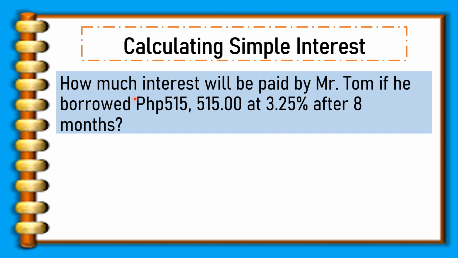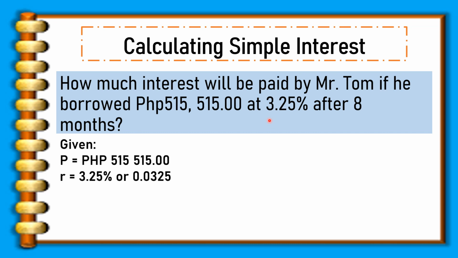Second example, how much interest will be paid by Mr. Tom if he borrowed 515,515 pesos at 3.25% after 8 months? Here are the given. Principal amount of 515,515 pesos, interest rate of 3.25% or in decimal form 0.0325, and term of 8 months. 8 months will be converted into a year. So 8 months is multiplied by 1 year divided by 12 months. It is equivalent to 2/3 year.